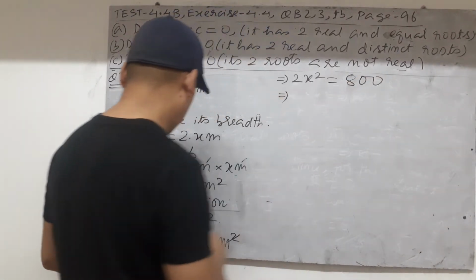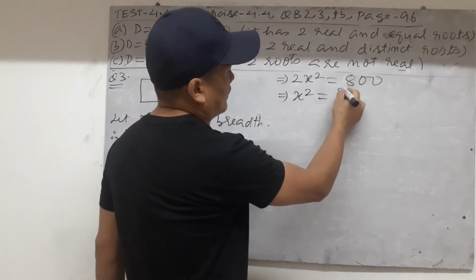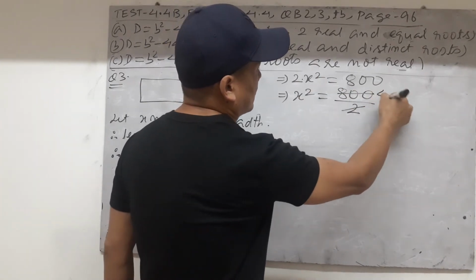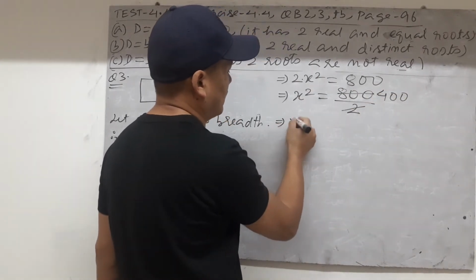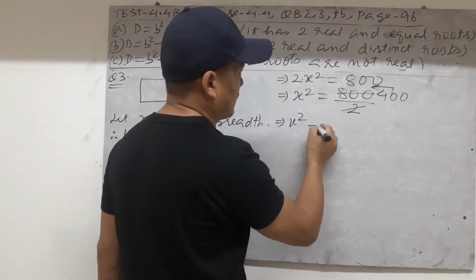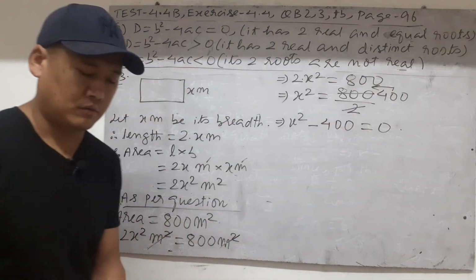So that gives you 2x square equal to 800. If you just write x square, we can cancel this: 800 divided by 2, the 2 will come down. 2 4s are 8, 0, 0. So we have x square, and if you shift this to the left side, the sign plus 400 becomes minus 400, equal to nothing left on the right side, so 0.